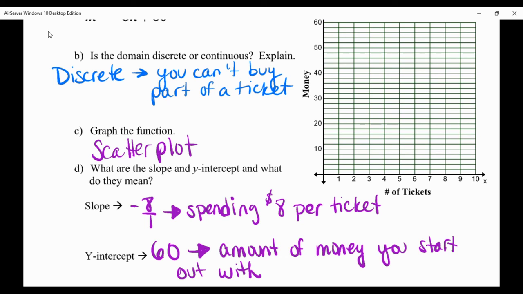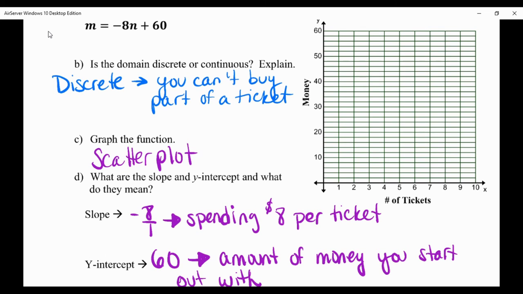The y-intercept is always the initial amount, whereas the slope is always your rate of change. So the amount of money we have left is changing $8 per 1 ticket. So now let's graph the scatter plot. So we want to graph the y-intercept at 60.